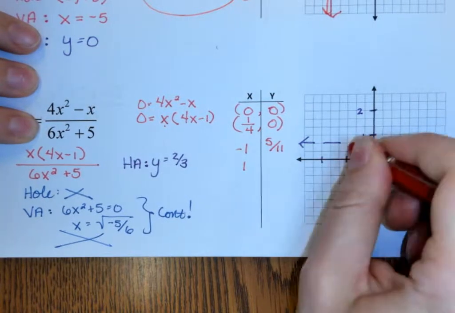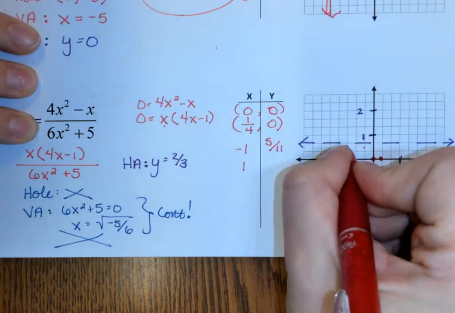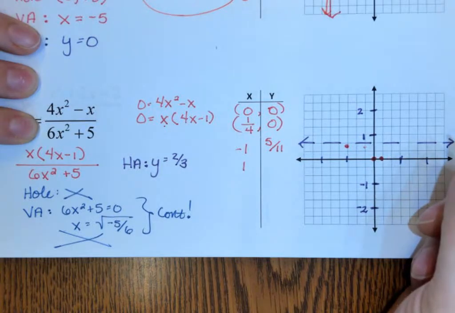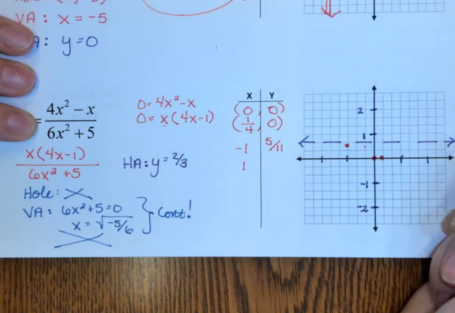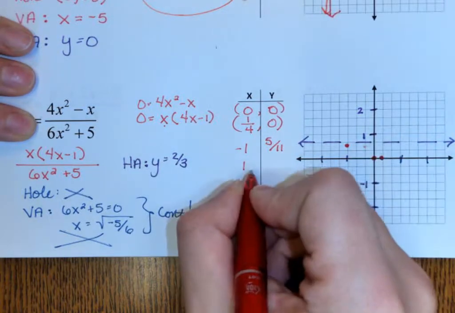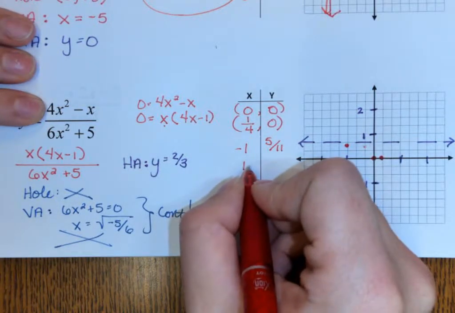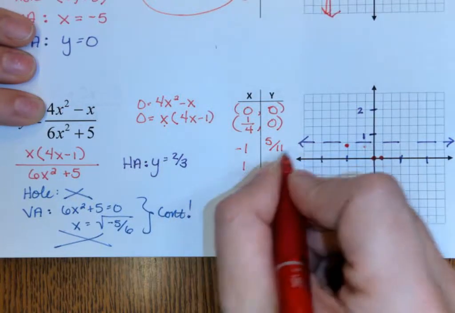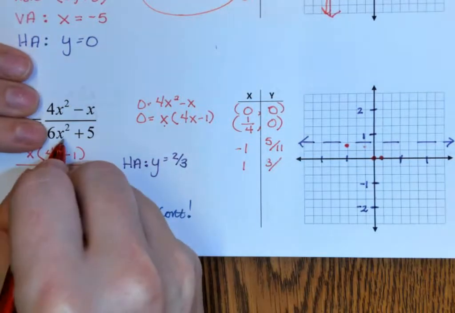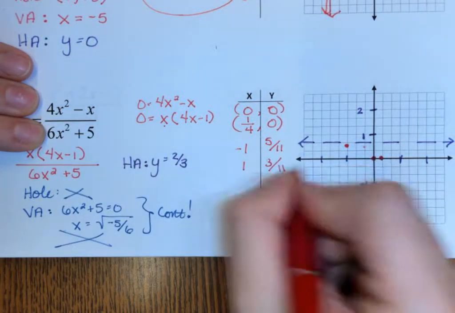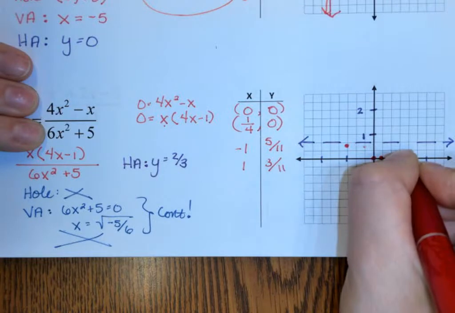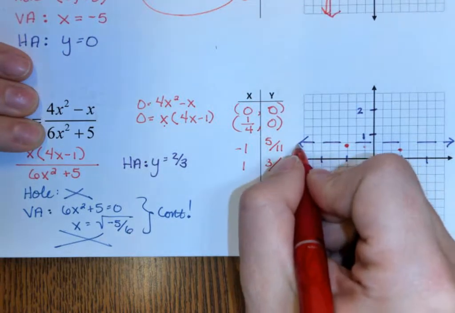Up, sorry. Remember, you changed the scale. What do you mean? Oh, yeah, you're right. My bad. All right, when I plug 1 in, 4 times 1 squared, 1 times 4 minus 1, over 1 squared times 6 plus 5. So over 1, about here. And what's going to happen with this graph?